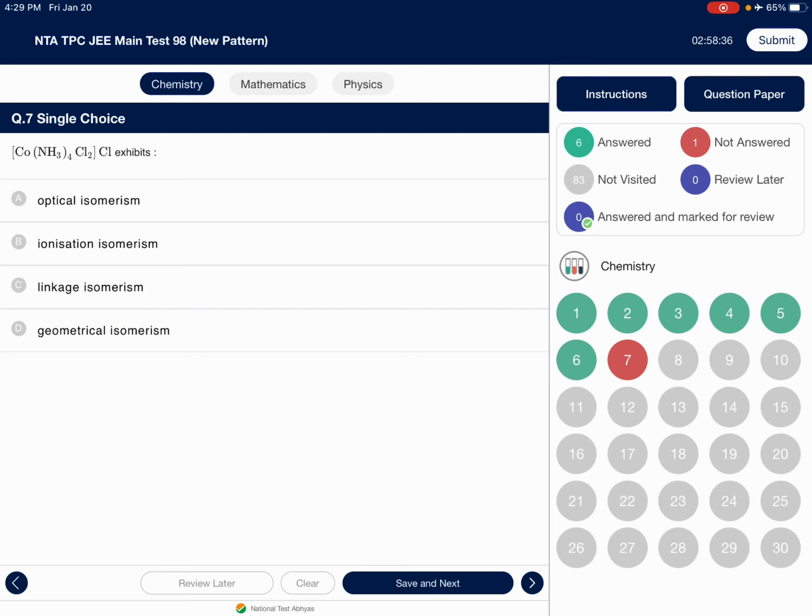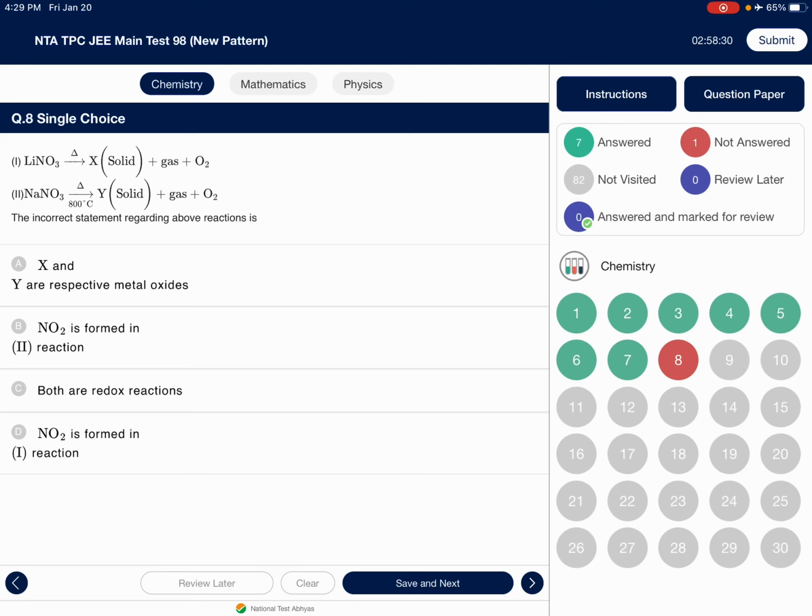Co(NH3)4Cl2 Cl exist. Obviously, 2 chlorines are there, so it will go for geometrical isomerism. Lithium nitrate on heating gives Li2O, NO2 and O2. NaNO3 gives NaNO2 and that's it. Second reaction at 800 degrees Celsius. Okay, both are same then.